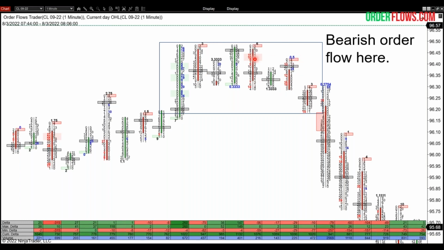You're seeing selling imbalances, right? That's these red numbers in the bar. You're seeing negative delta. Okay, so you're seeing all these signs of negative order flow that's telling you, you know what, this trade is to the short side, and you can get short in here, 96.35, 96.40, again with your stop up here just above 96.57, as opposed to waiting for this market to break down 40 more cents before you're convinced that this market's going down.